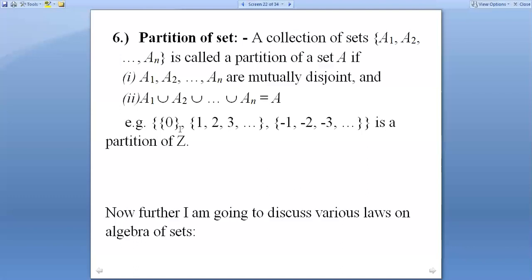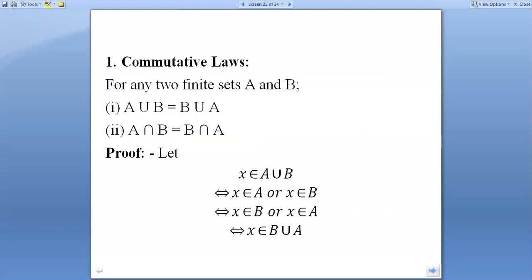Now further, we are going to discuss various laws on the algebra of sets. I hope the definition part is clear to you. Now I am going to discuss all the laws of set theory with you. The first law is the commutative law.